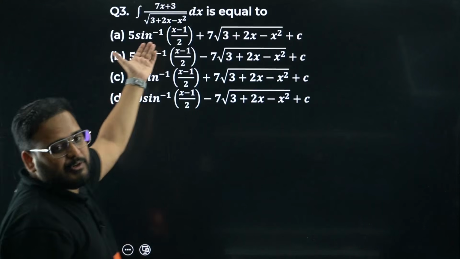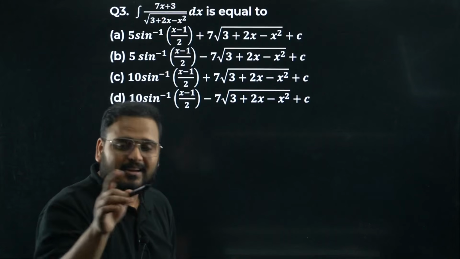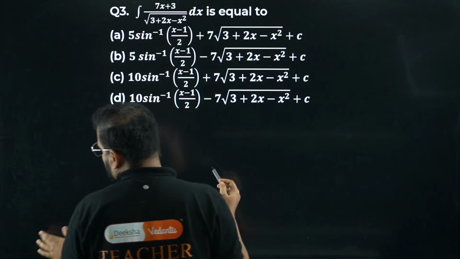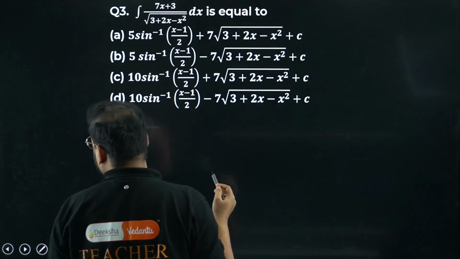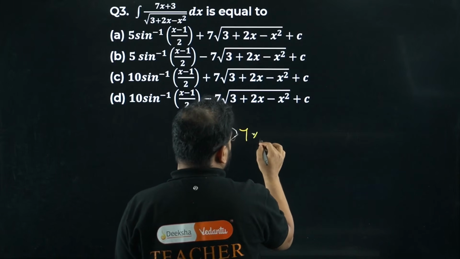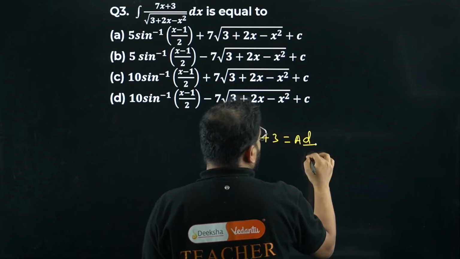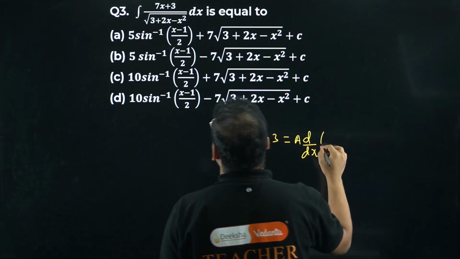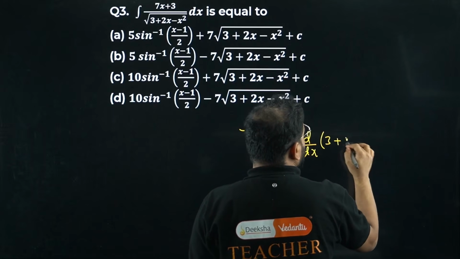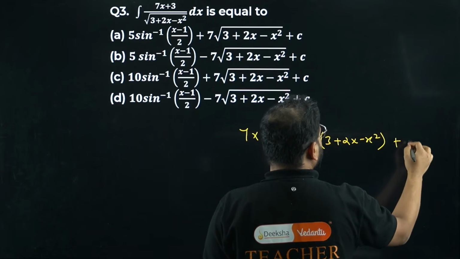Same question I've taken over here. Check this, quadratic over here, and we have the numerator as a linear term. How can you solve it? So simple, as I said, take 7x plus 3 equals a times the derivative of 3 plus 2x minus x square, plus b.